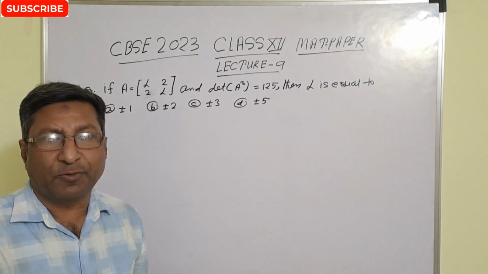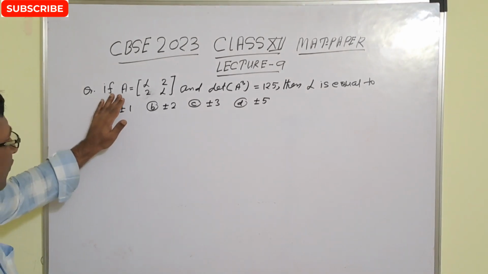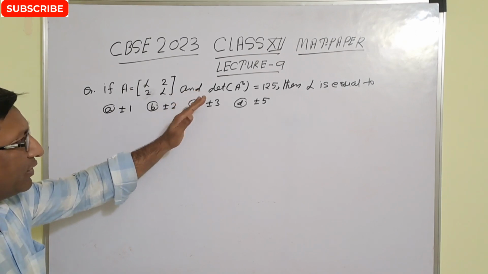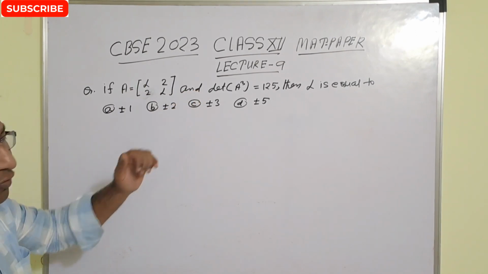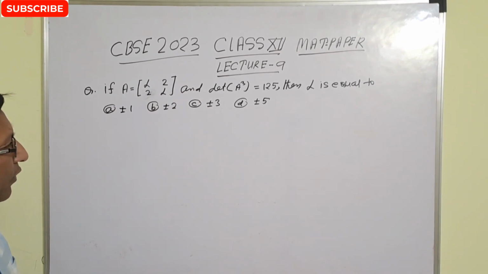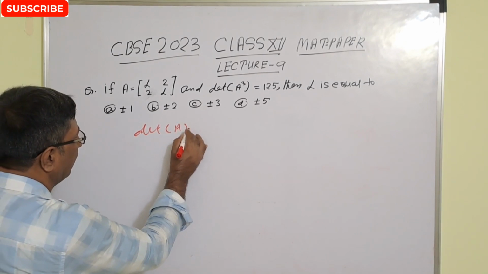Most important question of matrix. Let us see the question. Question is: if A equals the matrix [alpha 2; 2 alpha] and the determinant of A cube equals 125, then find the alpha value. For this type of question, first find the determinant of A equal to what?